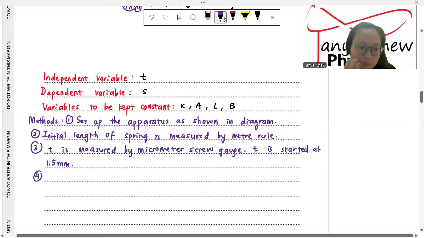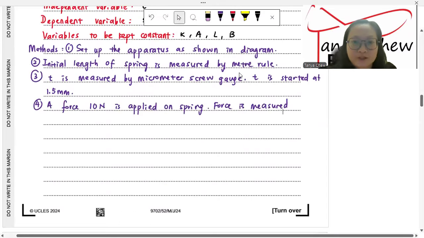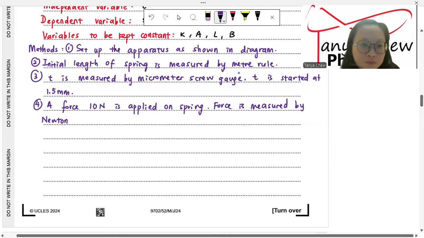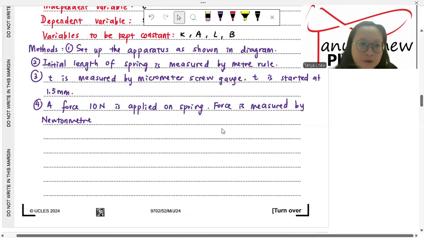And then after that, a force. I suggest a force as well, 10 Newton is applied on a spring. Force is measured, because the examiner will surely wonder, how do I measure that 10 Newton? So I say the force is measured by Newton meter, or you can call it a Newton spring balance, not a problem, right? And that's it for part 4.